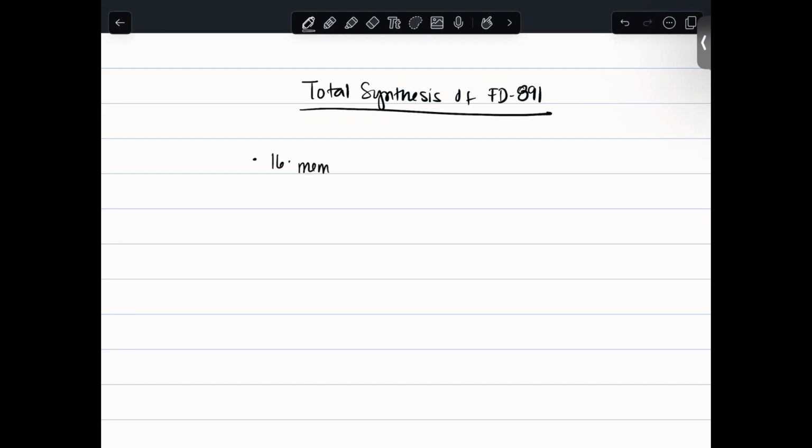Okay, you guys, in this part of the lecture, I want to highlight Crimmins' methodology with a total synthesis. This will be quick. And this is the total synthesis of FD-891. It's a pretty overwhelming structure. It's a 16-membered ring macrolide, and it's been shown to have cytotoxic activity.